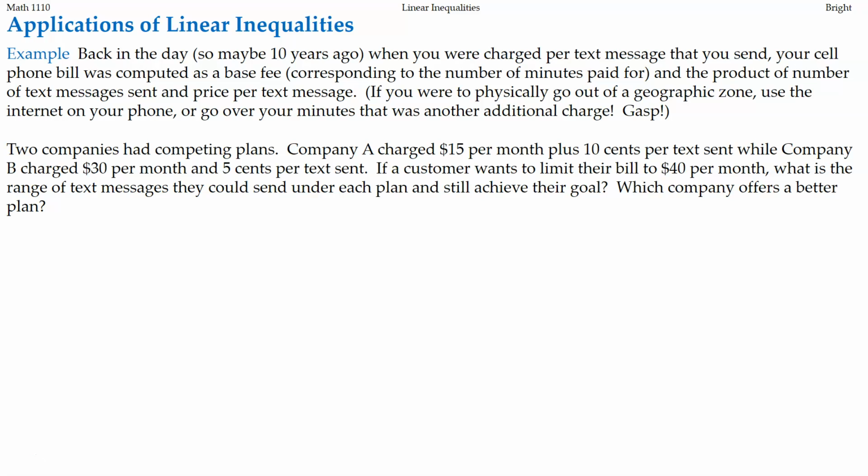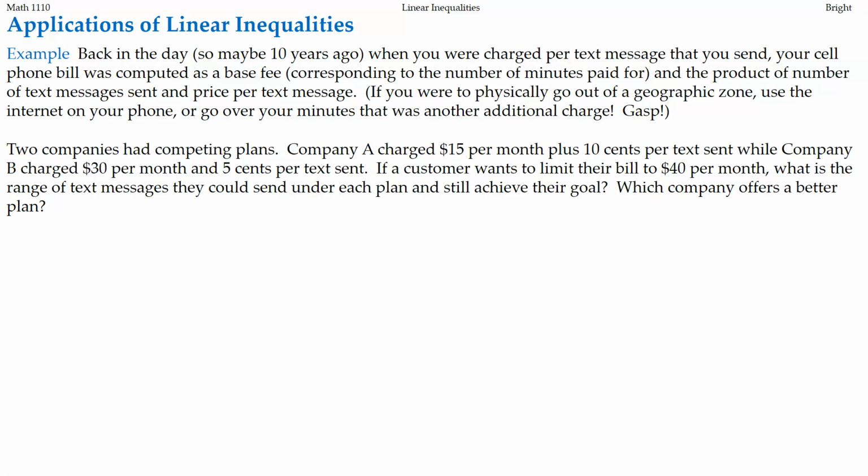Company A charged $15 per month for their base fee, and then they had 10 cents per text that they sent. And then Company B said, okay, charge a higher base price, but have a lower per text fee. If a customer wants to limit their bill to $40 a month, what is the range of text messages they could send under each plan and still achieve the goal? So here, as you can imagine, we're going to mathematize all this.